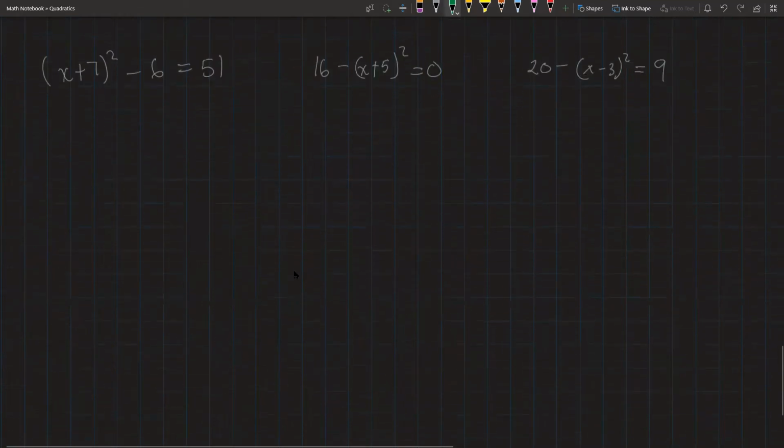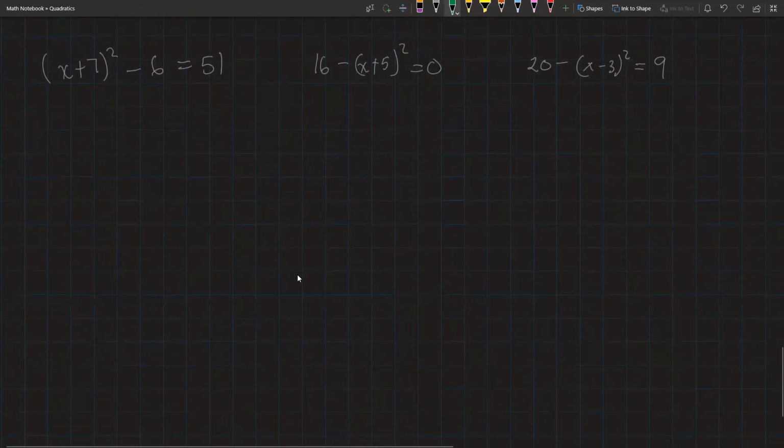3 more problems, and then we can call it an end to our practice. Let's see if you can do them faster and quicker than I can. Something squared minus 6, we're going to undo that minus 6 for sure. So something squared is 51 plus 6 should be a 57. The something is x plus 7. 57 is not a perfect square integer. So x plus 7 is plus or minus the square root of 57.